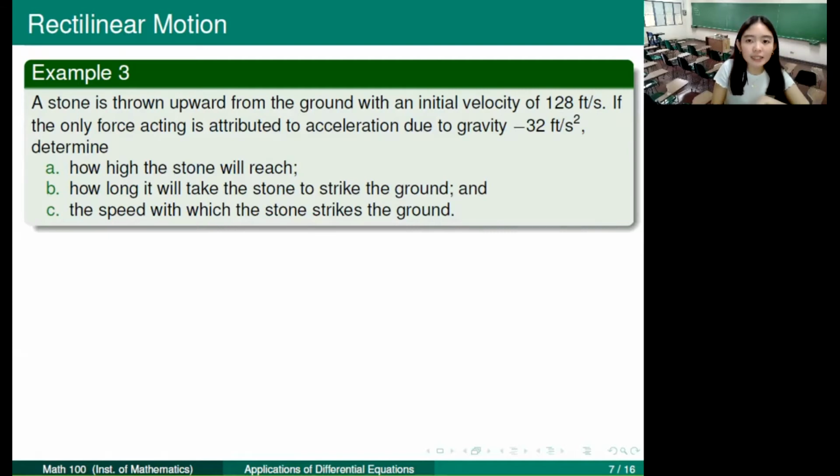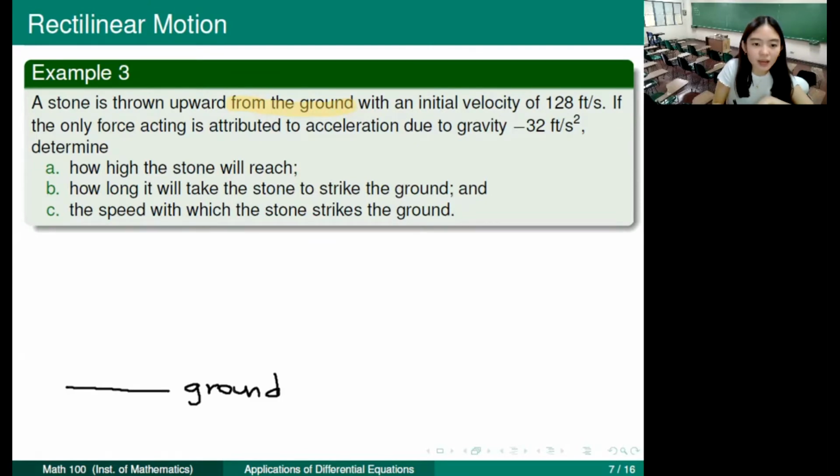Very important na i-note itong from the ground siya. Because in fact, this gives you a condition already sa problem na ito, yung reference point nung particle mo. So, let's note that here. So, let's draw that. Meron ka ditong reference point na mula sa ground, okay, binabato ang stone natin.